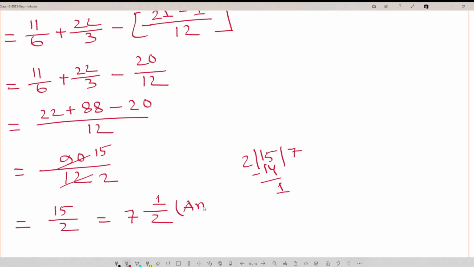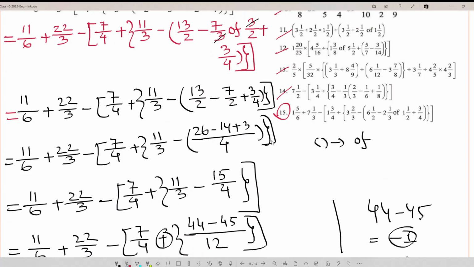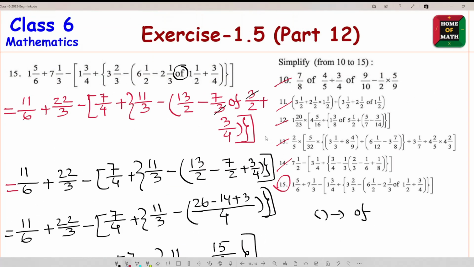This is our answer. Thank you very much for being with me. Today we are trying to solve exercise 1.5, and this part is especially simplification of fractions, which is very important for examinations around the world. So no more today, very soon we will start the next chapter.